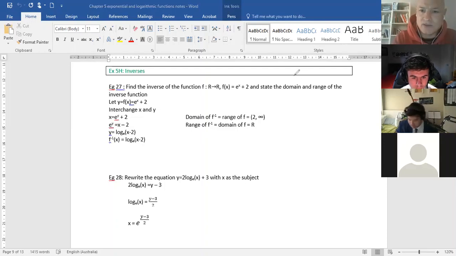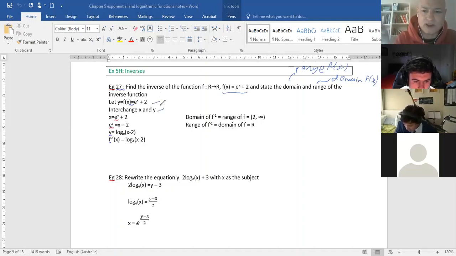Domain and range of the inverse. The domain of the inverse is the range of f of x, and the range of the inverse is the domain of f of x. We should know that. So here, I'm going to let y equal that.